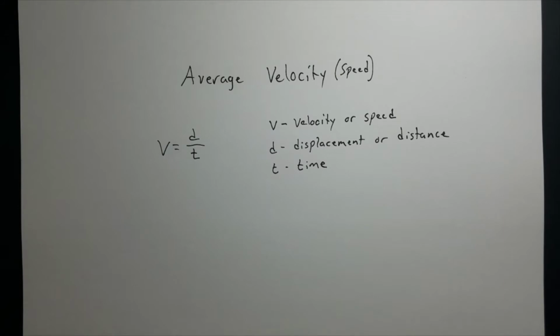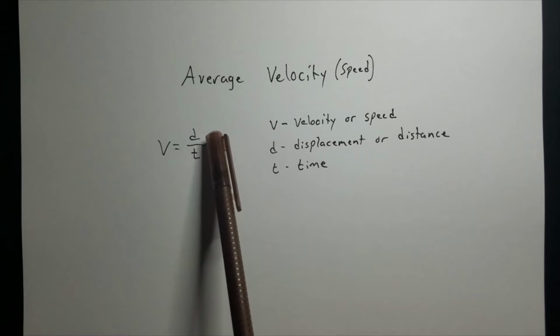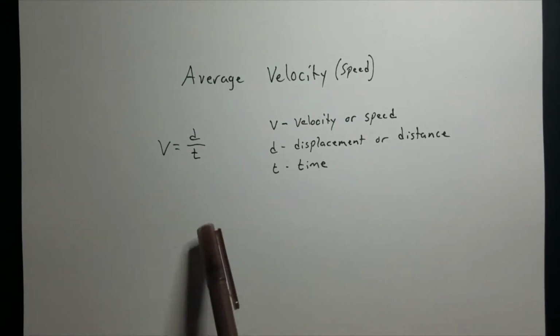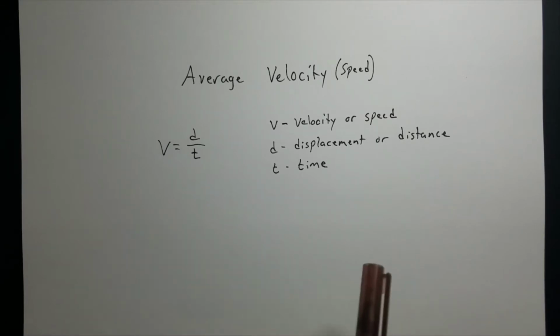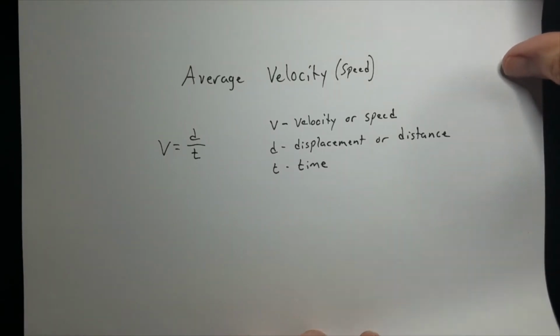I'm Kenny Lee, and let's talk about average velocity or average speed. So we're going to use this equation right here. Velocity or speed is equal to displacement or distance over time. And this is the equation that we'll use to figure out the overall speed or velocity for whatever trip we're taking. So let's take a look at some example problems.